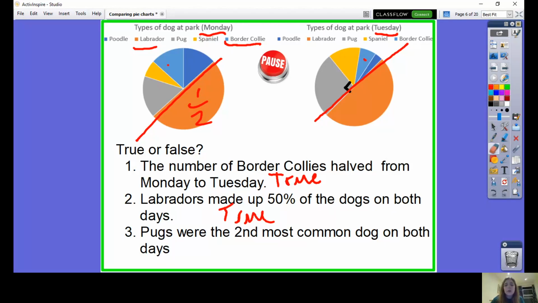Pugs were the second most common dog on both days. Pugs are grey, so let's have a look on Tuesday. Orange is the most popular, grey is the second most popular. Yes, they're the second most. Let's have a look on Monday though. Orange is most popular, but you can see the second most popular is shared between 3 different dogs. So this is actually false.